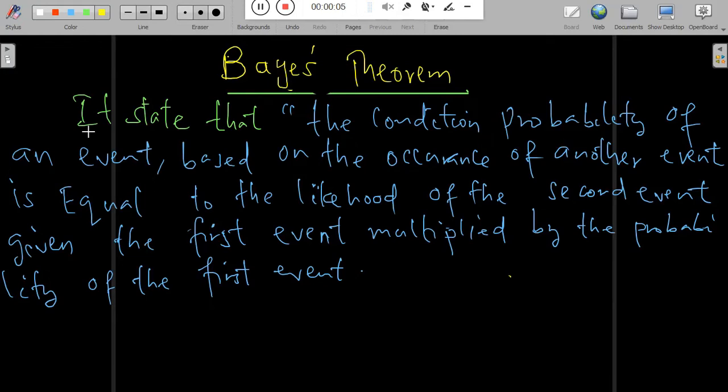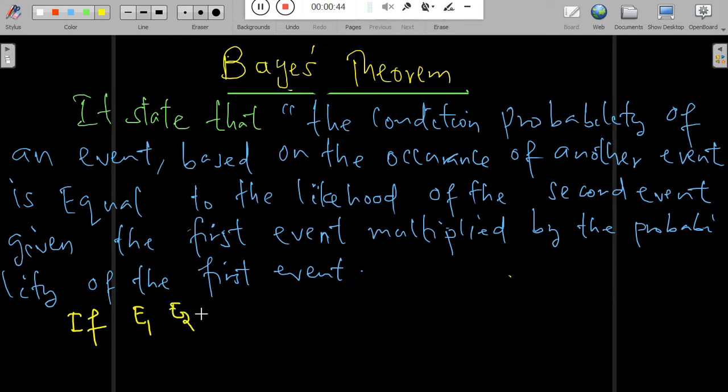Today I'm going to take you through a new concept in probability, that is Bayes' theorem. Bayes' theorem is a concept that states that the conditional probability of an event based on the occurrence of another event is equal to the likelihood of the second event given the first event multiplied by the probability of the first event. So it tends to show the relationship between two events, where the first event is equal to the likelihood of the second event given the first event multiplied by the probability of the first event.